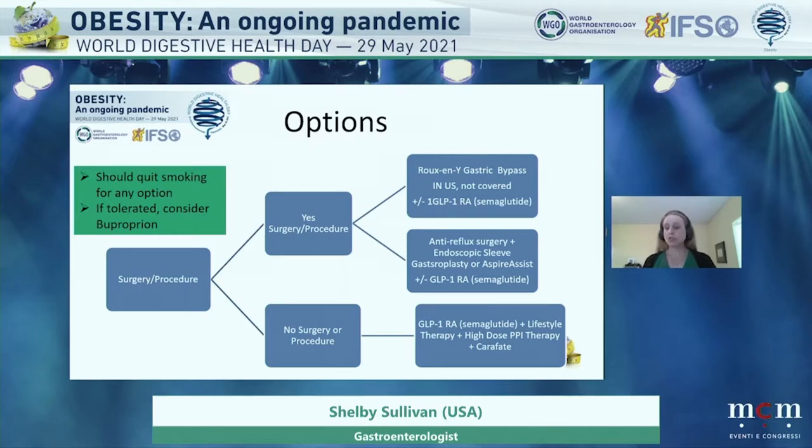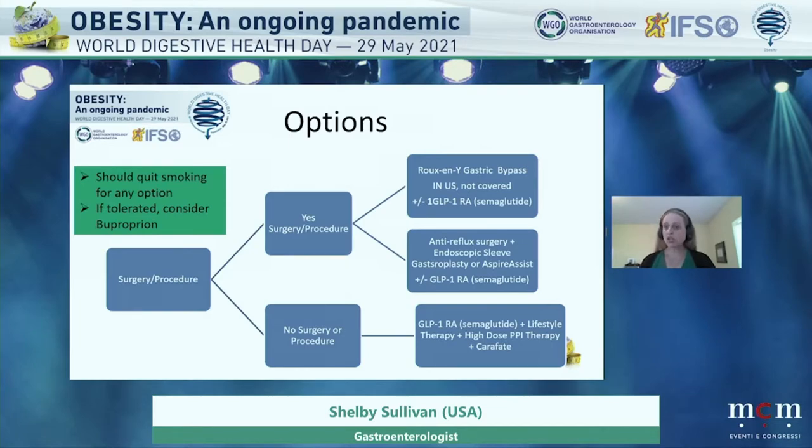So the next thing I would do is have shared medical decision-making with the patient. And the first thing I would discuss is whether or not the patient would accept a surgery or a procedure. If the answer to that is no, then we go with really intensifying both medications and lifestyle therapy.